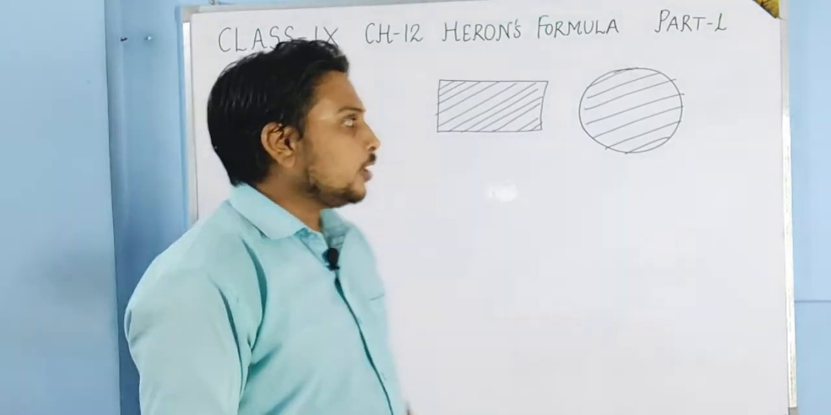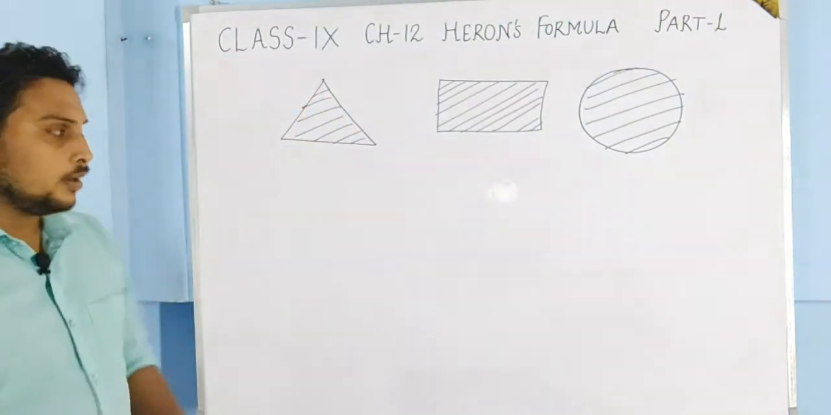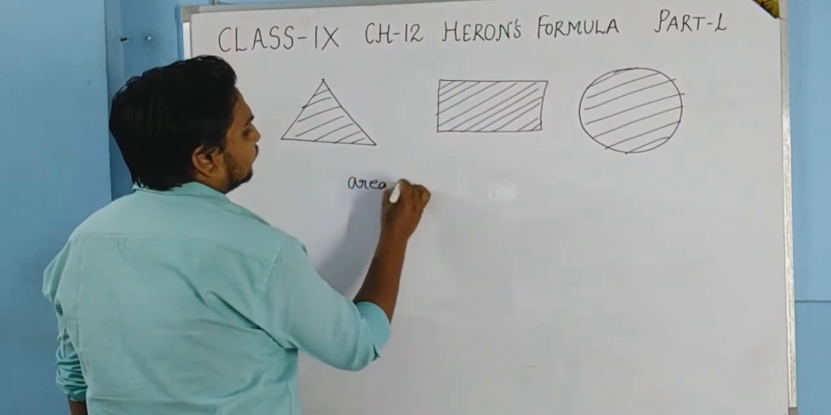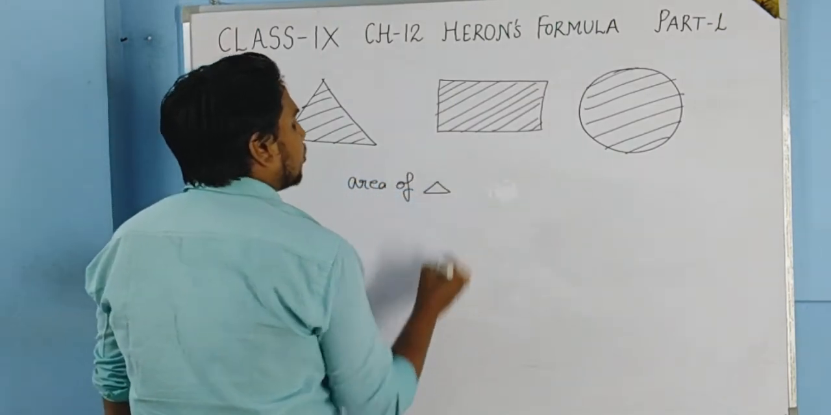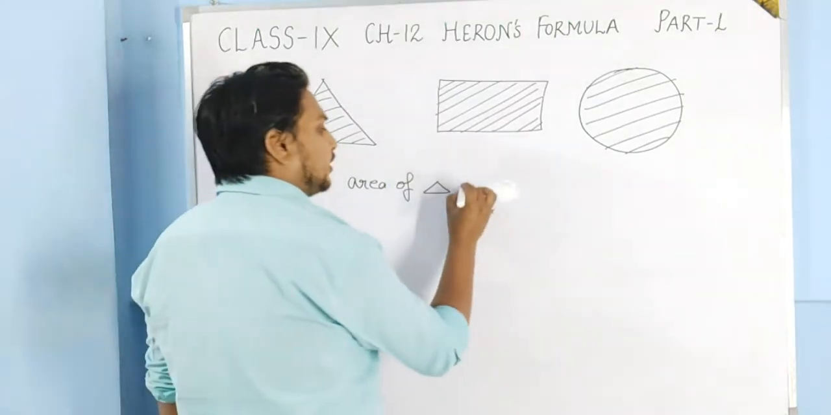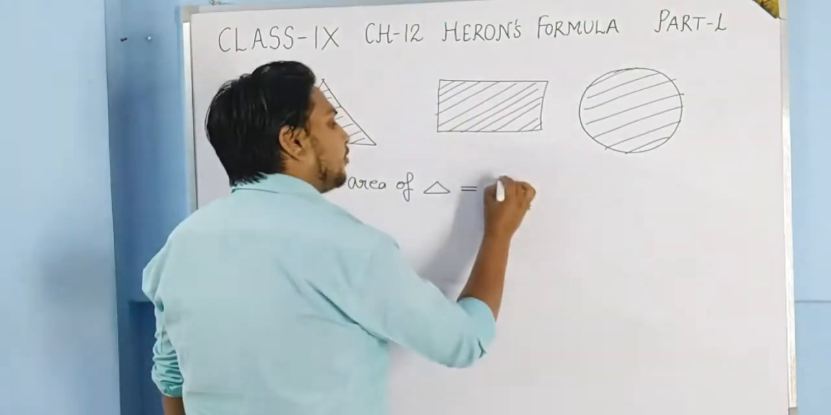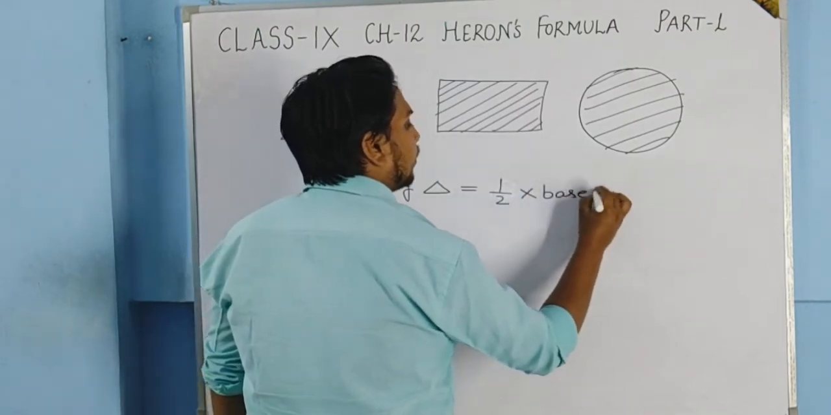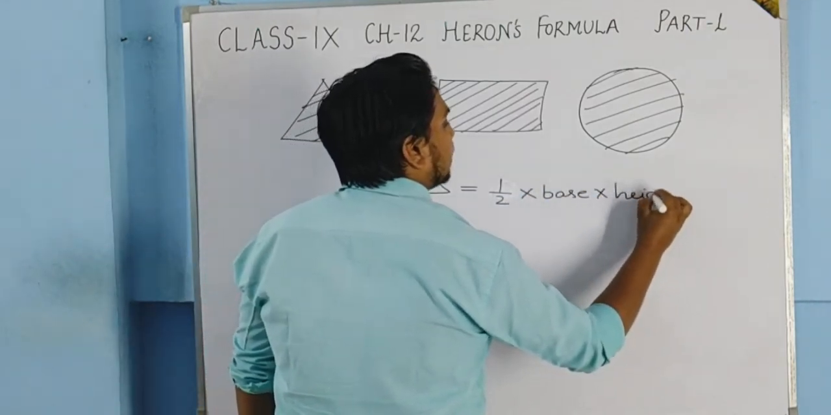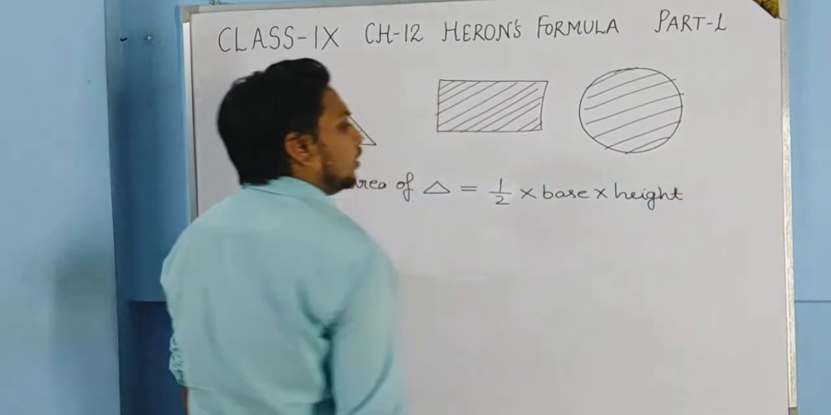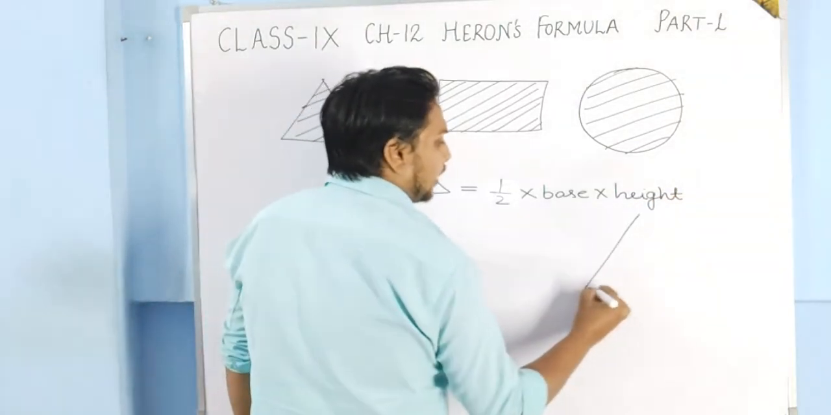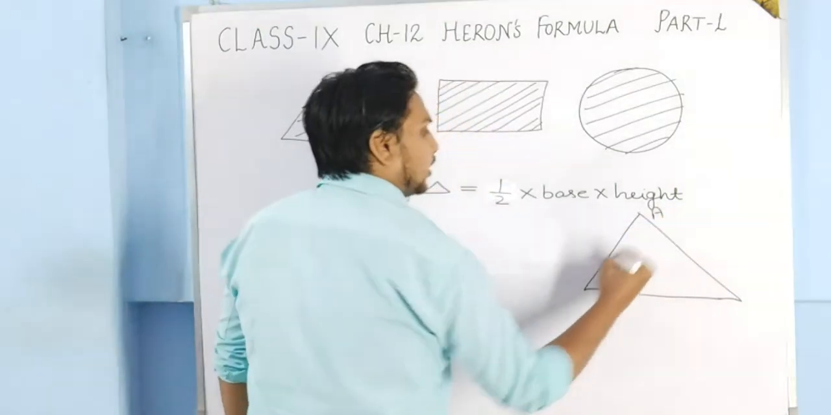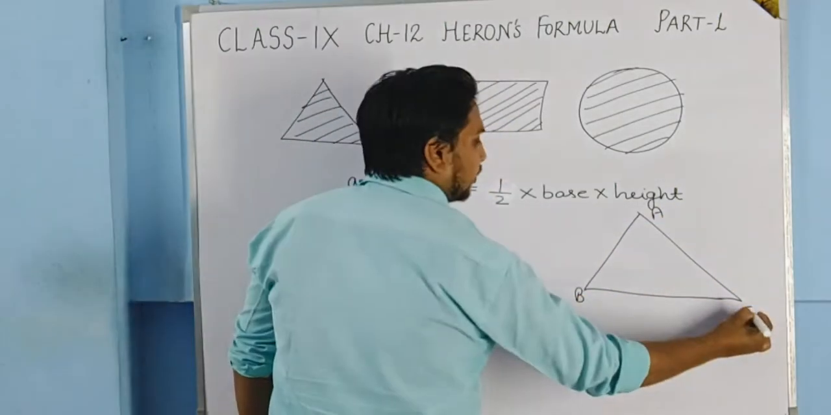When we talk about the area of a triangle, in our previous classes we have studied that the area of a triangle is half into base into height. This formula we know very well. Suppose there is a triangle, this triangle is triangle ABC.